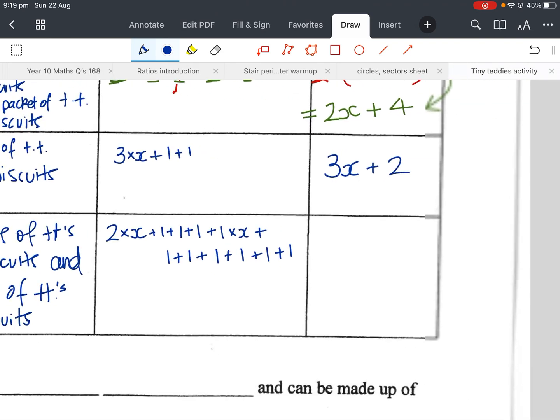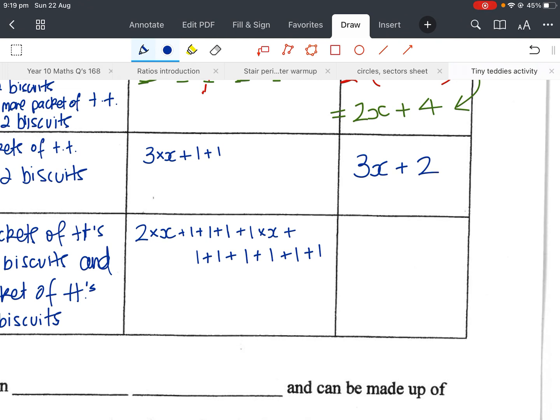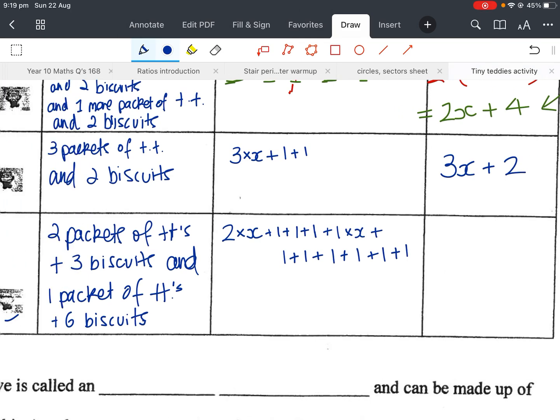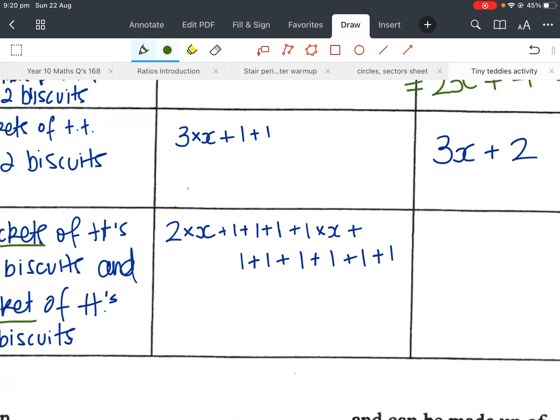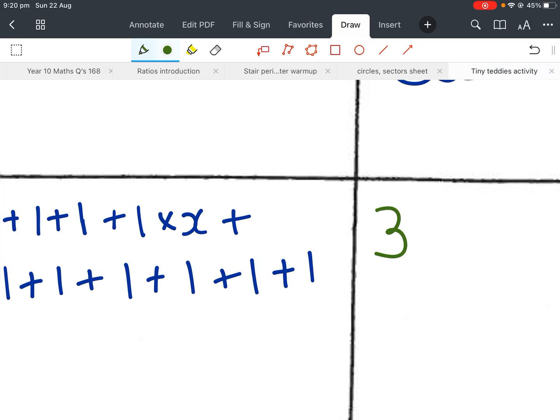All right, so how do we write that in shortened notation? Because as mathematicians, we do not want to write very much at all. So I have, you can look at this, I've got 2 packets here, 1 packet here. How many packets do I have altogether? Hopefully you said 3 packets, miss.